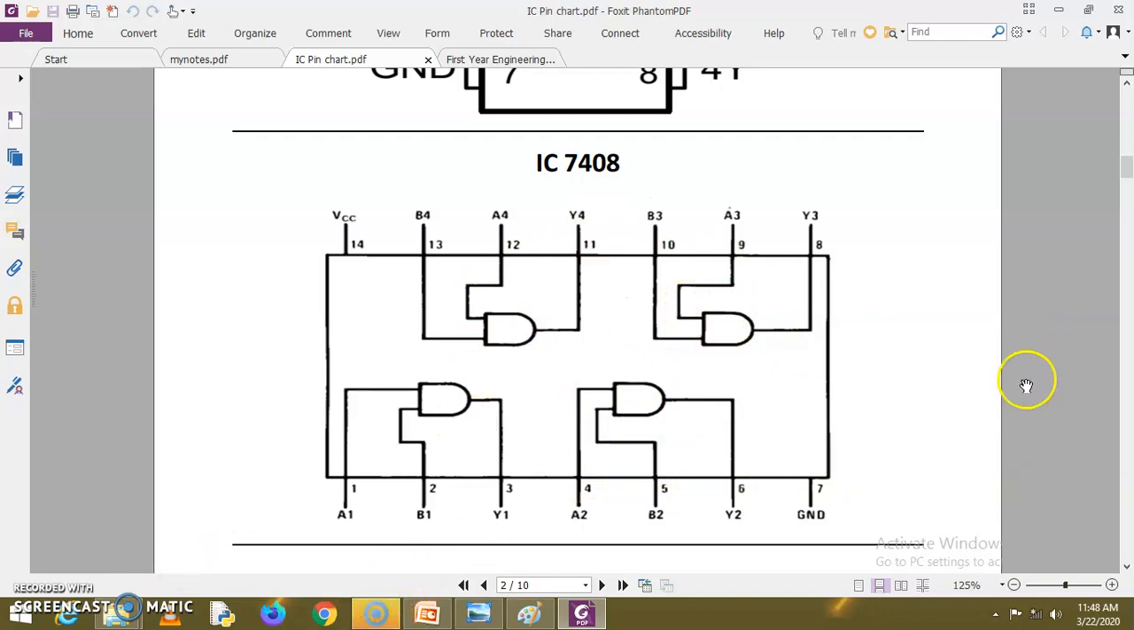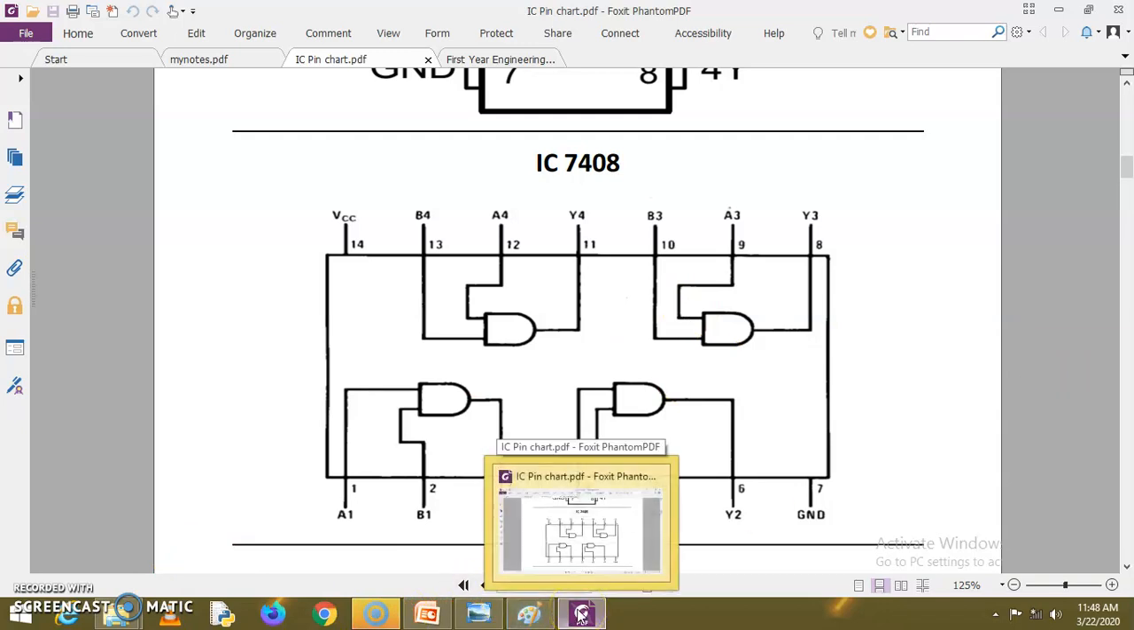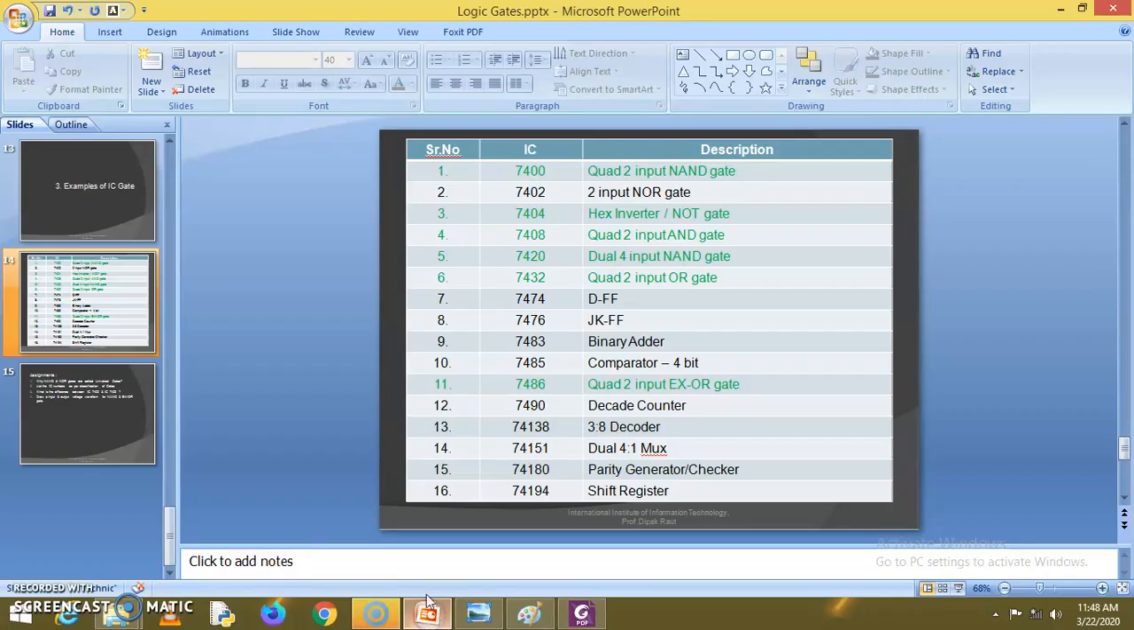Now let's take one more example, NOT gate. So here you can see what is the IC number for NOT gate. It's 7404, or hex inverter NOT gate. Hex inverter. Why is it called hex? Because in this IC there are a total of 6 NOT gates available, because each has only one input and one output. So 7404.